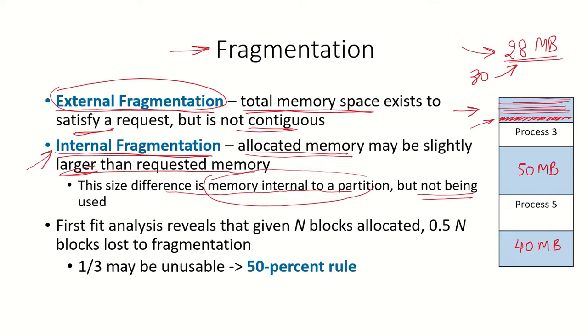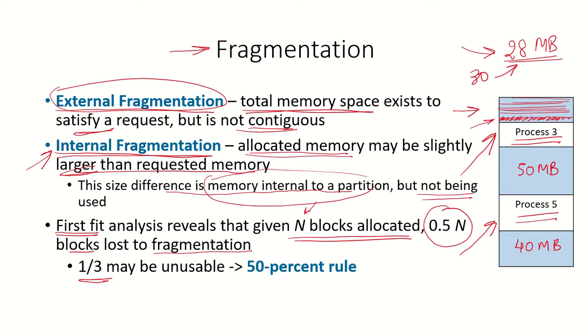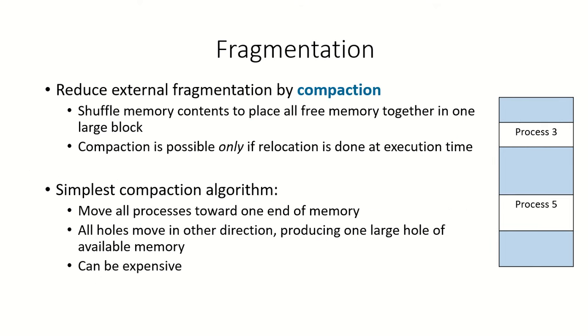Now it has been seen that the first fit algorithm states that if N blocks have been allocated, like in this case, this block has been allocated to a process and this block has been allocated to a process, so if N blocks are allocated, then 0.5 N blocks are lost to fragmentation. That means 1/3 of the size of the allocated blocks is unusable, and this is referred to as the 50% rule. So how can we take care of this problem of fragmentation?